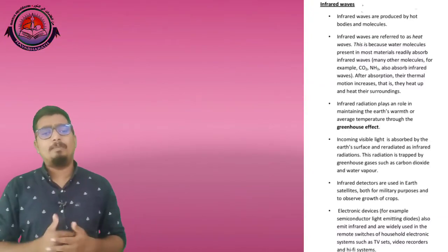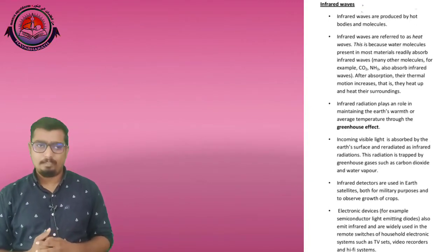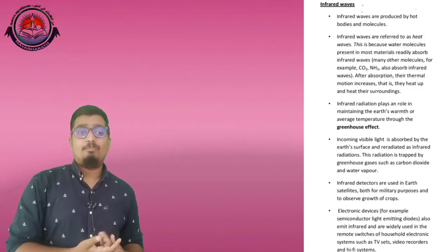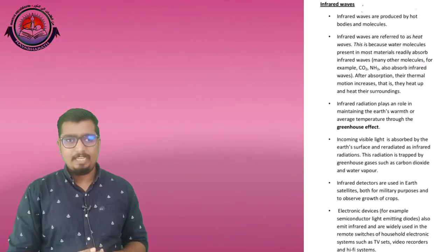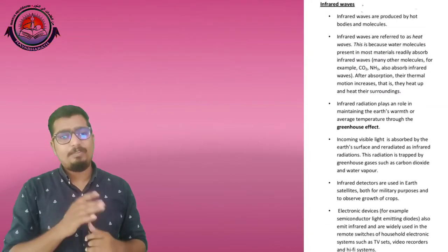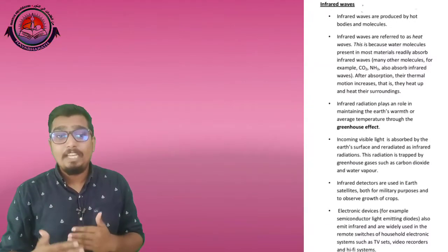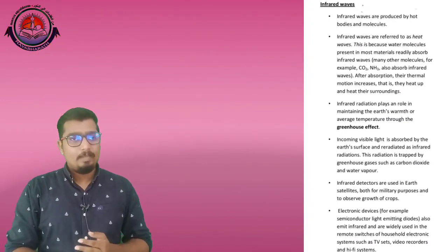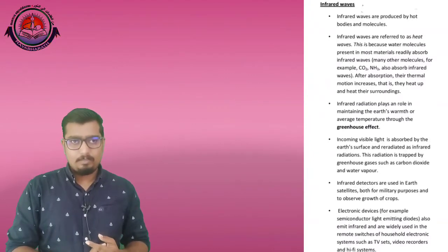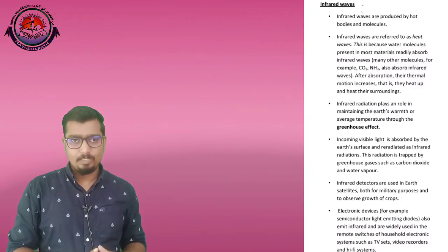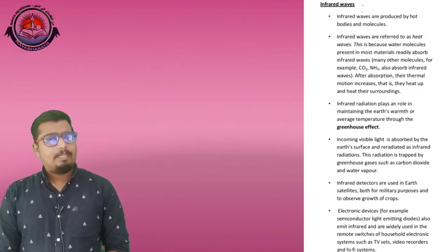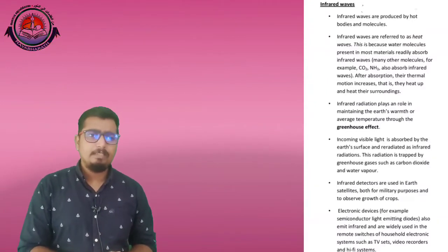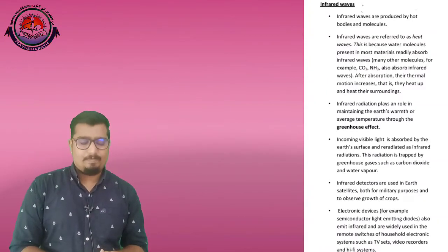Incoming visible light is absorbed by the earth's surface and radiated as infrared radiation. This radiation is trapped by greenhouse gases such as carbon dioxide, water vapors, and CFC. Clear?